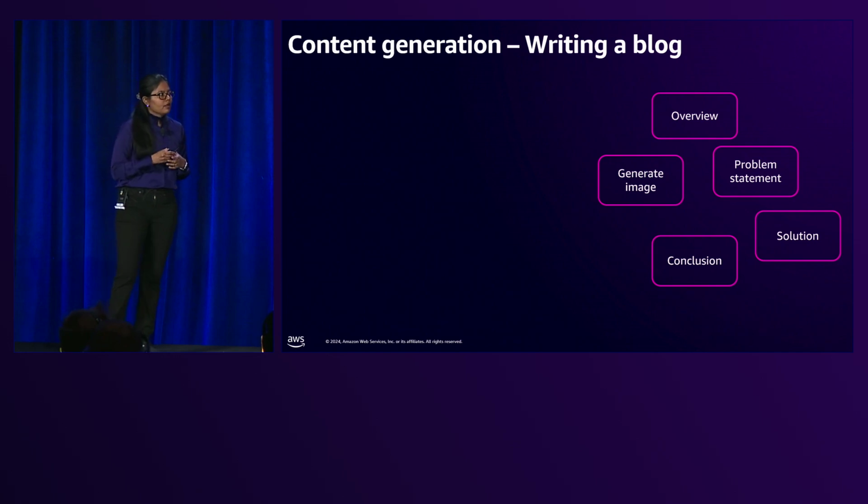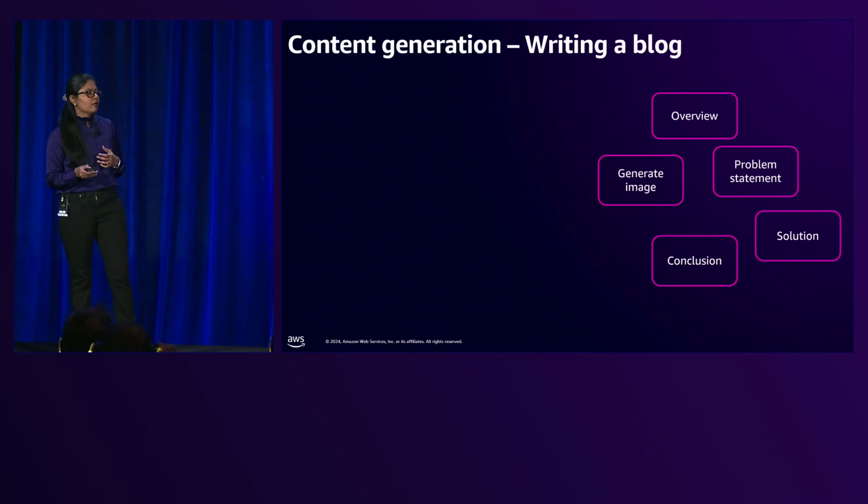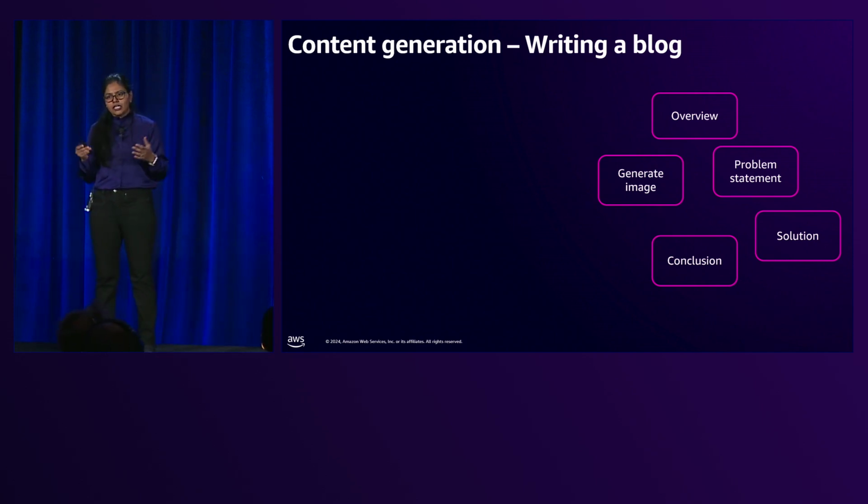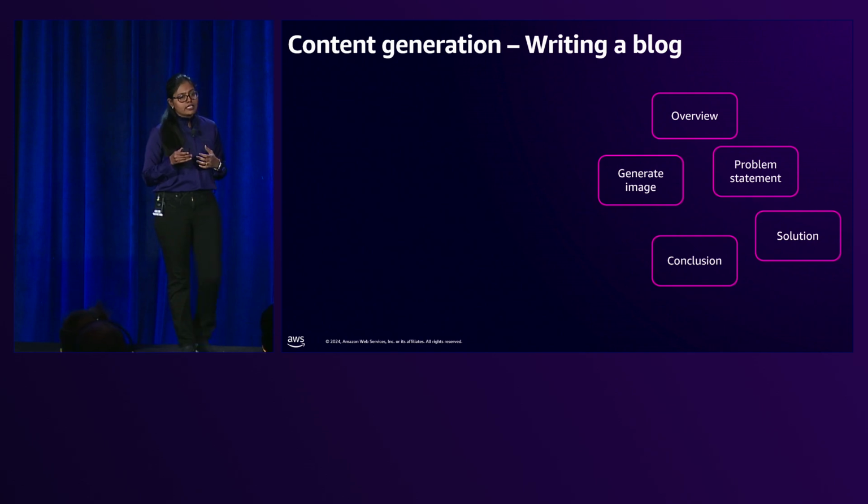Prompt chaining is one of the great ways you can improve model accuracy and performance. Take, for example, writing a technical blog using generative AI. A typical blog consists of multiple sections: overview, problem statement, solution, etc. Is it a good idea to generate the entire blog using a single prompt? Probably not, because you will end up with so many edits that you might as well have written the blog yourself.